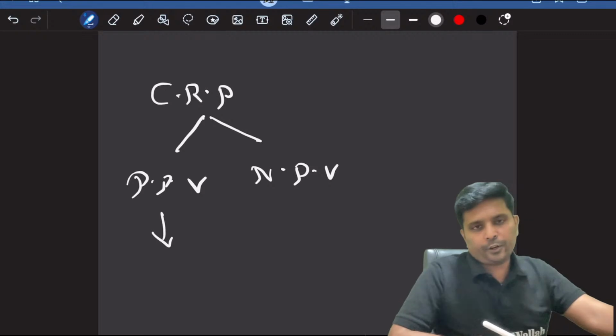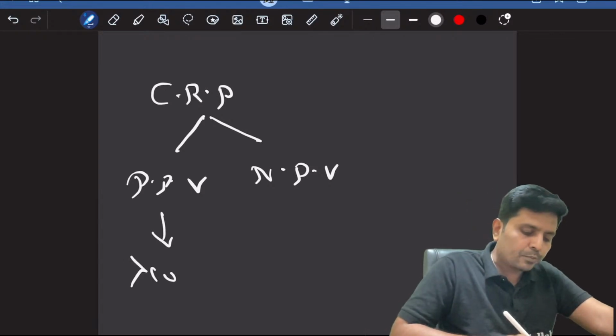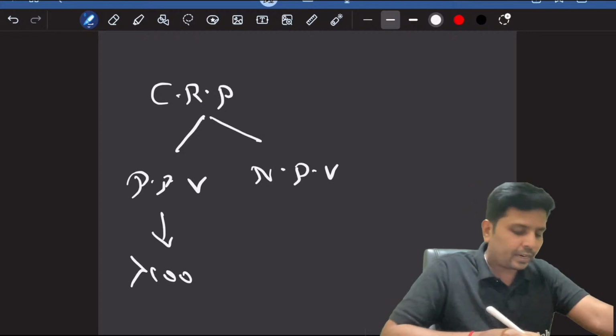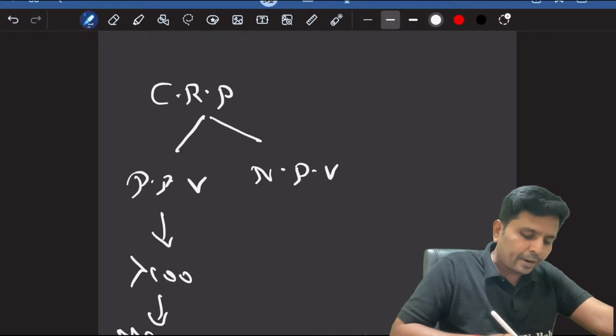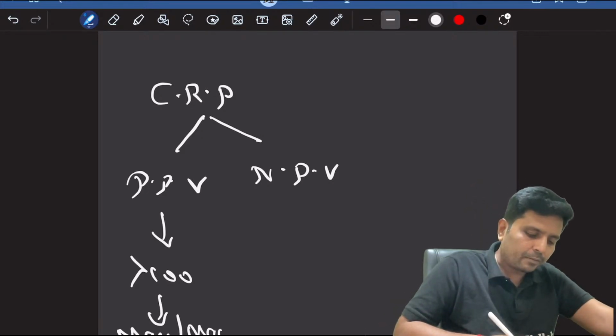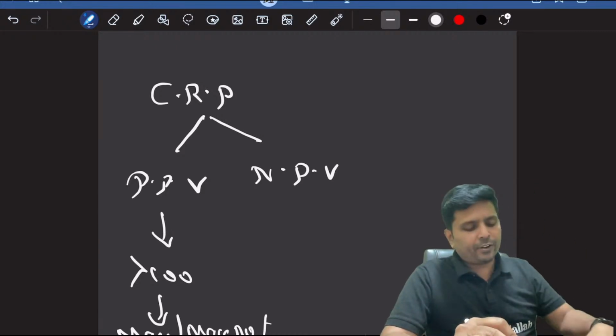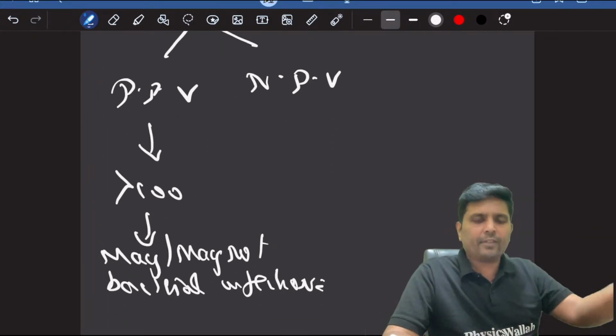Positive predictive value means when CRP is more than 100, Keshav, it may or may not be bacterial infection. So what does it mean? It indicates some form of infection. It can be bacterial or viral.